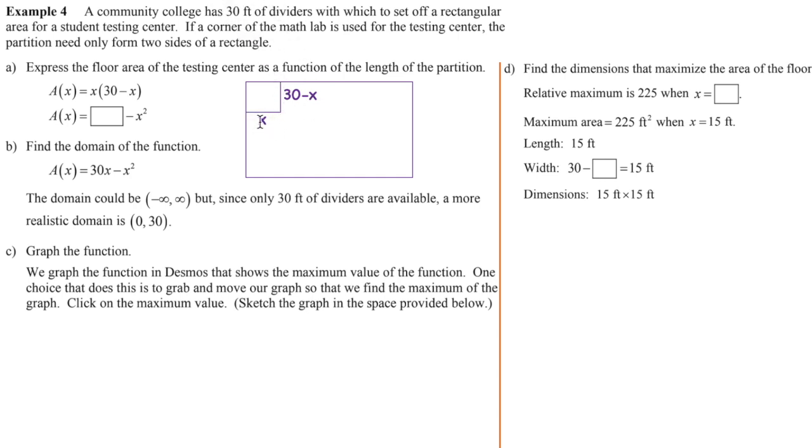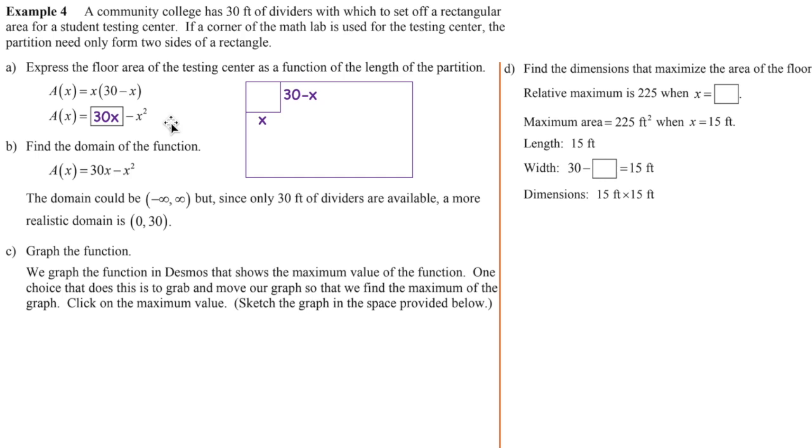Let's say that one side is x, then this other side would have to be represented by 30, since we only have a total of 30, minus whatever length this side is. And these two sides are covered by the wall, it says, so we only need to use 30 feet to cover these two pieces. Well, we can find the area then by taking 30 minus x times x. When we distribute, we get 30x minus x squared.